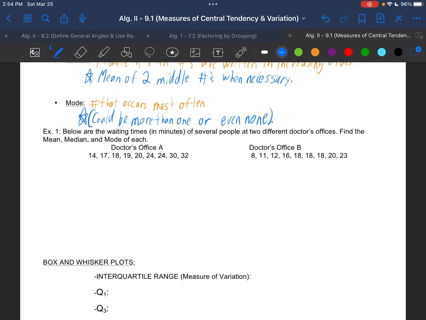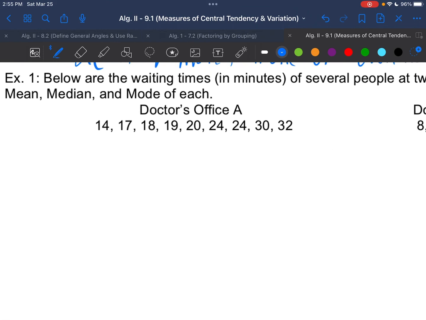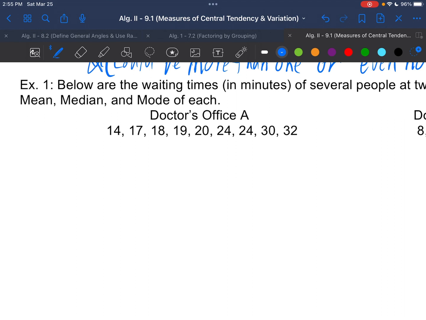So, example 1. Below are the waiting times in minutes of several people at two different doctor's offices. Find the mean, median, and mode of each. So let's start with doctor's office A. It's already put in increasing order for us, thankfully. Our mean, or x bar, would be adding all of those numbers up and dividing by 9, because there are 9 different entries. When doing so, you would get 22. So that means the average waiting time is 22 minutes.